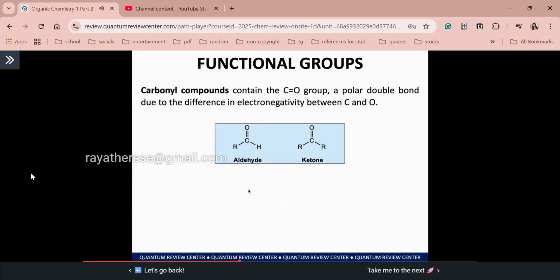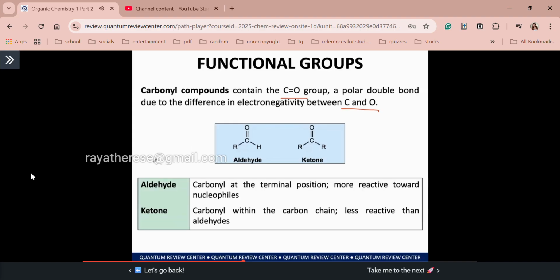Thirdly, we have carbonyl compounds. Remember, carbonyl compounds contain a distinct carbon doubly bonded to oxygen. And because of the difference in the electronegativity of your C and O, class, remember the discussion in Gen Chem, there is a significant difference between the electronegativity values of your carbon and oxygen atoms. That's why our carbonyl compounds are polar, particularly aldehyde and ketone. You can see the main difference.